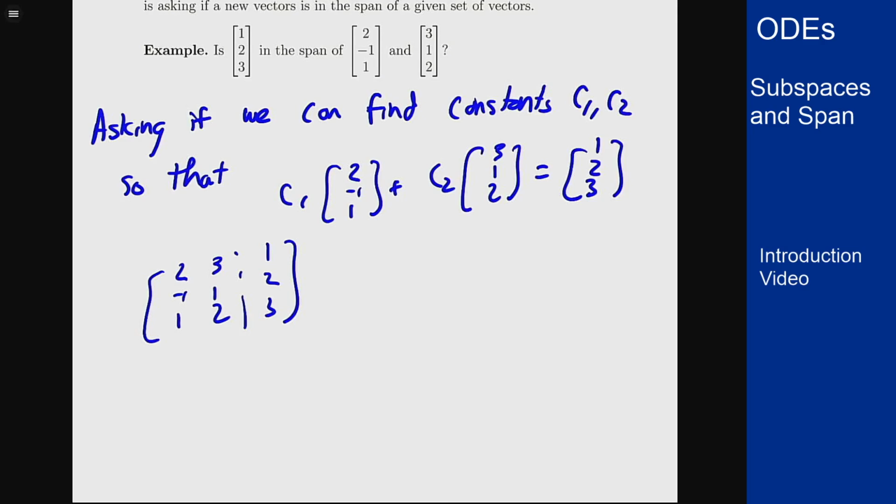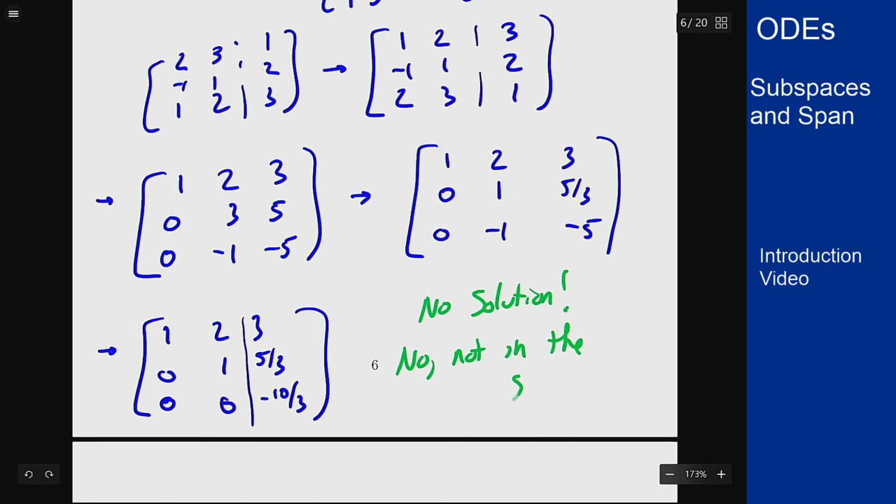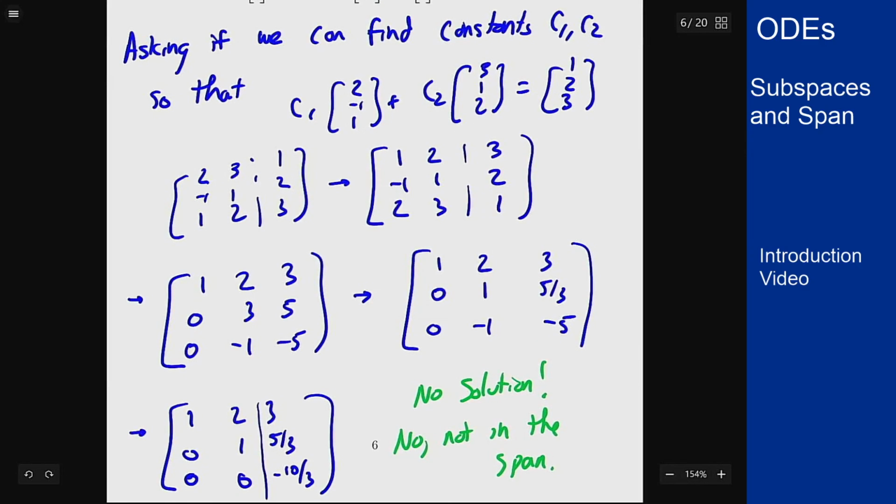I'm going to do the row reduction, and we get to the following. We add the line back in, and we'll see that this row here says 0, 0, -10/3, which means there's no solution. So therefore, no, this vector is not in the span, because there were no constants c1 and c2 to make this work.